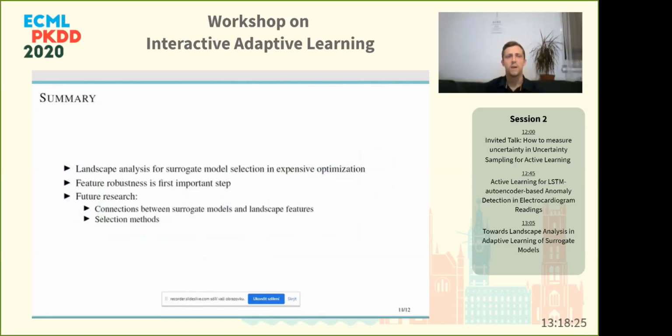To sum up, we wanted to show you that we study landscape analysis in the context of active learning of surrogate models in expensive optimization. And the first important step to study this topic is to investigate feature robustness.